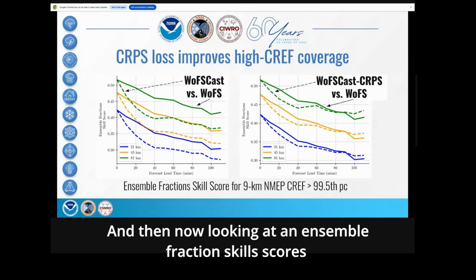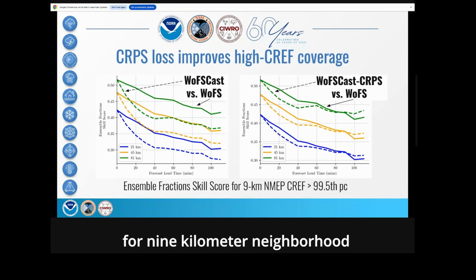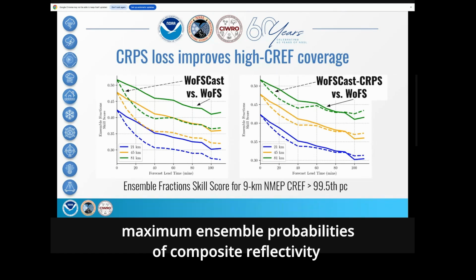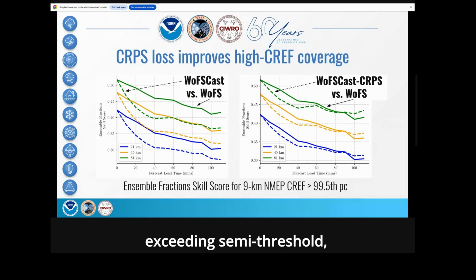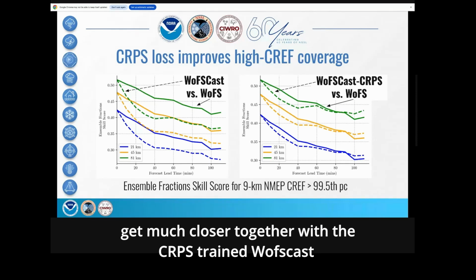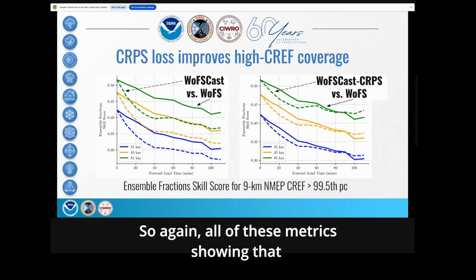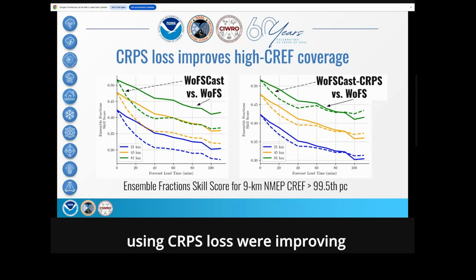And then now looking at ensemble fraction skill scores for 9-kilometer neighborhood maximum ensemble probabilities of composite reflectivity exceeding some high threshold. We see the dashed and the solid curves get much closer together with the CRPS trained WoFSCast versus the regular WoFSCast. So again, all of these metrics show that with using CRPS loss, we're improving an already impressive WoFSCast.